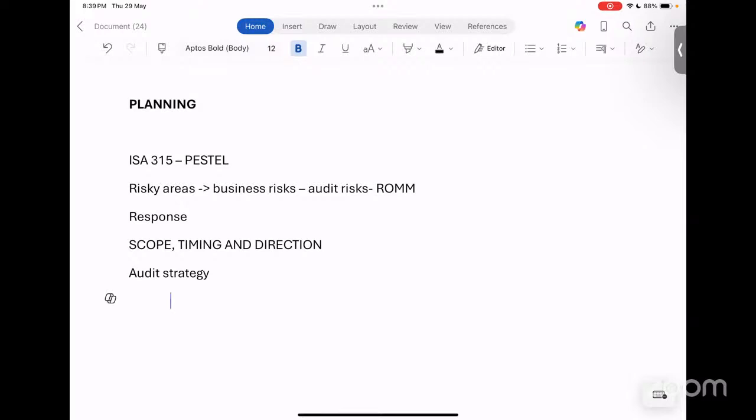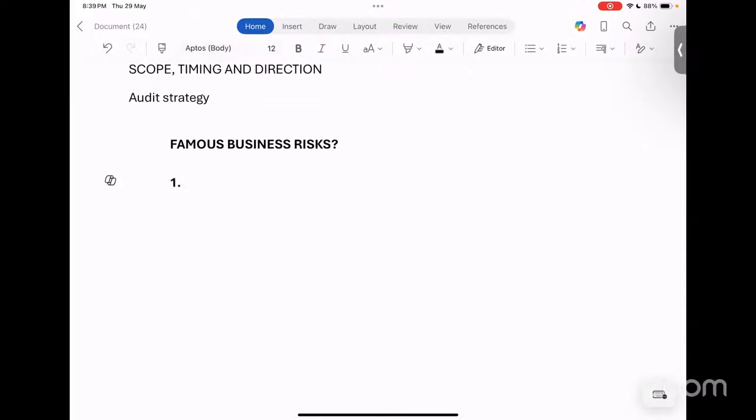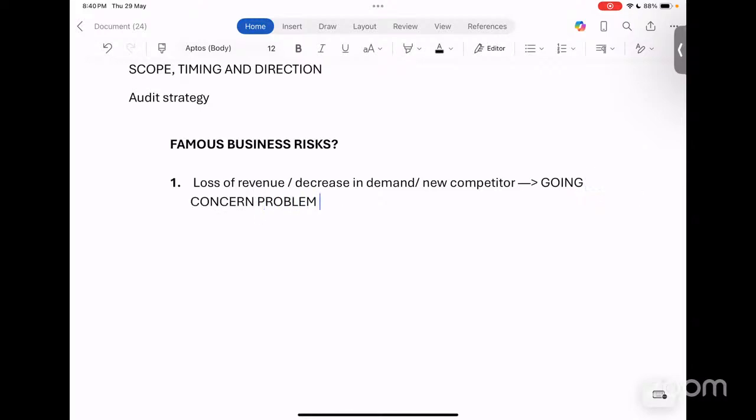Now, how to identify the business risk? What are the famous business risks in a case study? Number one, you can find a risk associated with the fact that there is loss of revenue. There's a decrease in demand, or there was a new competitor in the market. So when you're commenting on it, you will say, since there's a new competitor in the market, there's a possibility that people will go towards cost-effective ways, and people will substitute us and use the competitor instead, and we will lose revenue, which will further decrease our profitability and therefore our going concern. So all of this brings us to the fact that this is a going concern problem, right? So you are thinking about all risks associated with your business.